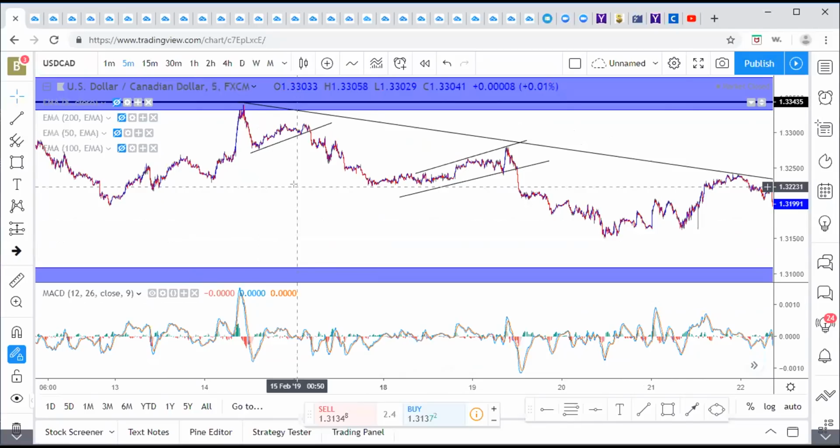So like if we go back to GBP JPY real quick.